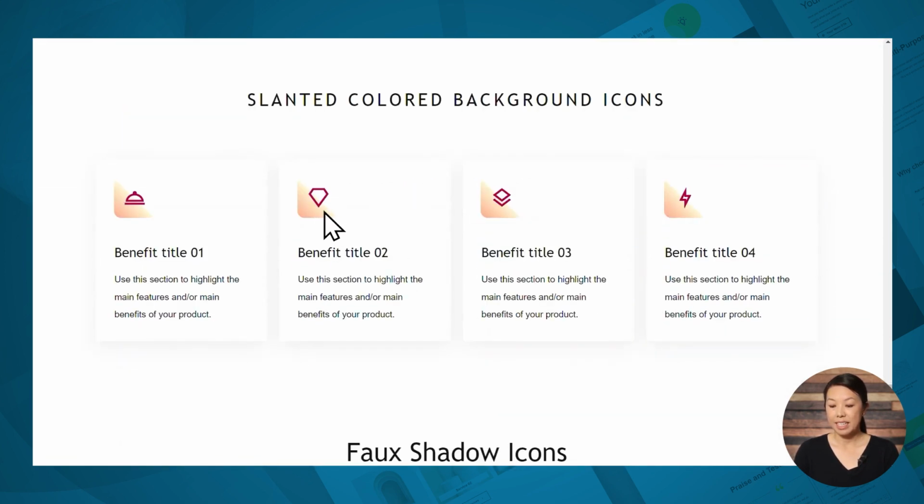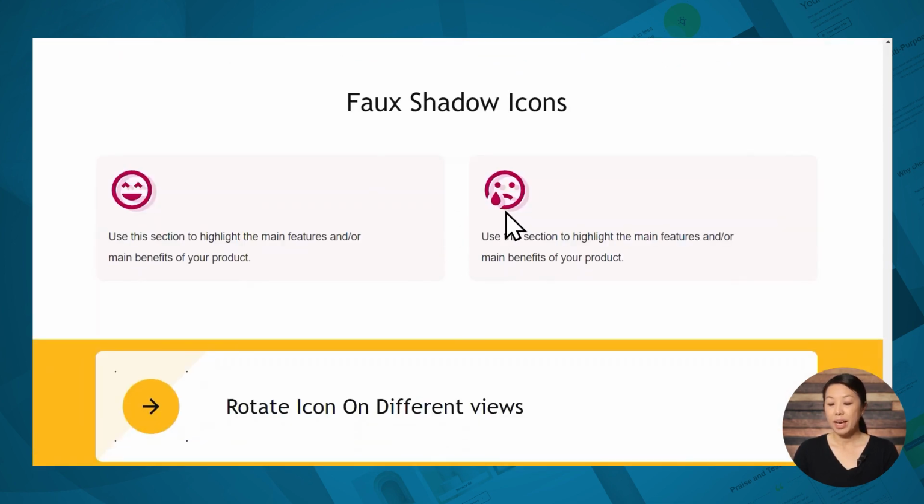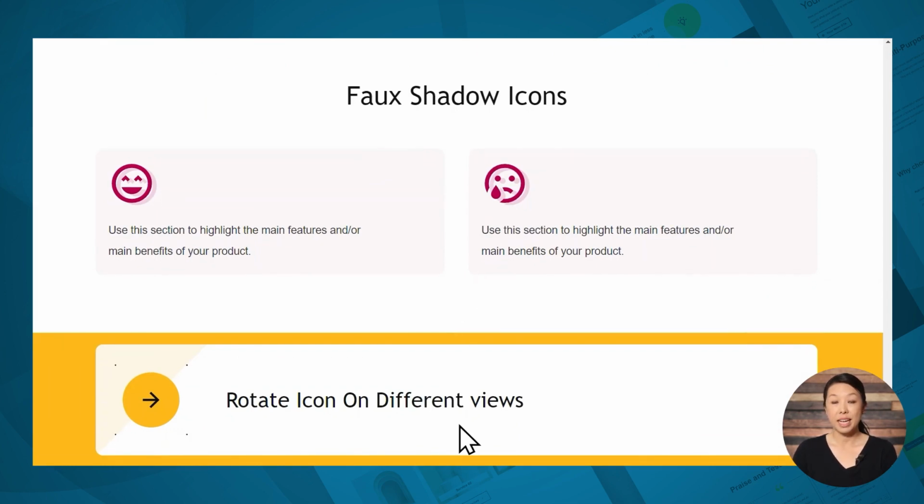You can add this slanted colored background to your icons. You can also add a faux shadow to your icons. And you can have icons rotate on different views. So right now the icon is pointing to the right, and if we were to view this page on a tablet, then we could have the icon pointing down. And if we were to view this page on a mobile phone, then the arrow might change direction again.